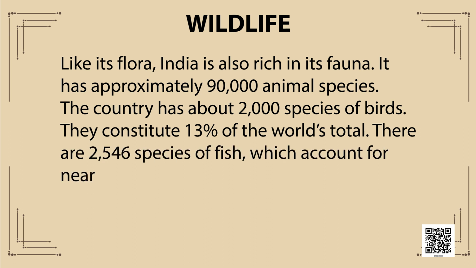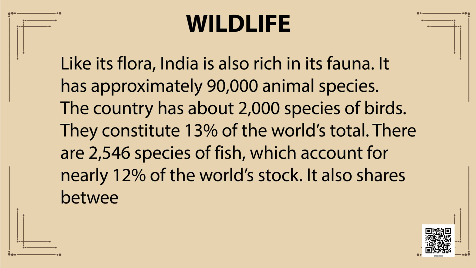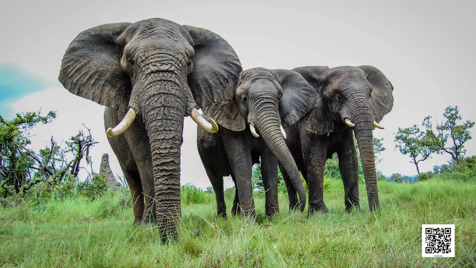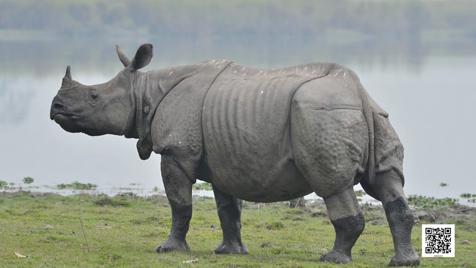2,546 species of fish which account for nearly 12% of the world's stock. It also shares between 5 and 8% of the world's amphibians, reptiles and mammals. The elephants are the most majestic animals among the mammals. They are found in the hot wet forests of Assam, Karnataka and Kerala. One-horned rhinoceros are the other animals which live in swampy and marshy lands of Assam and West Bengal.